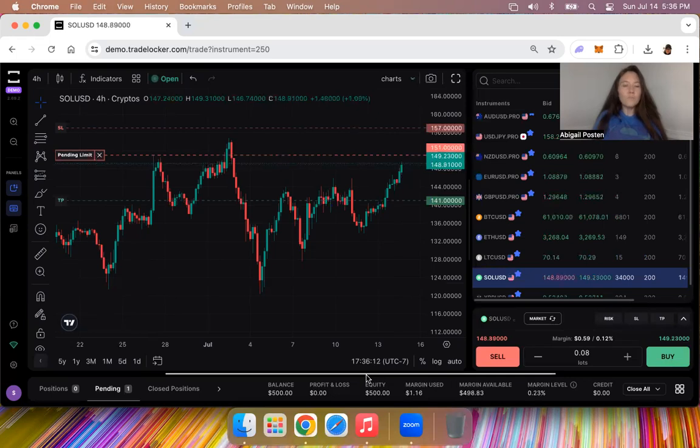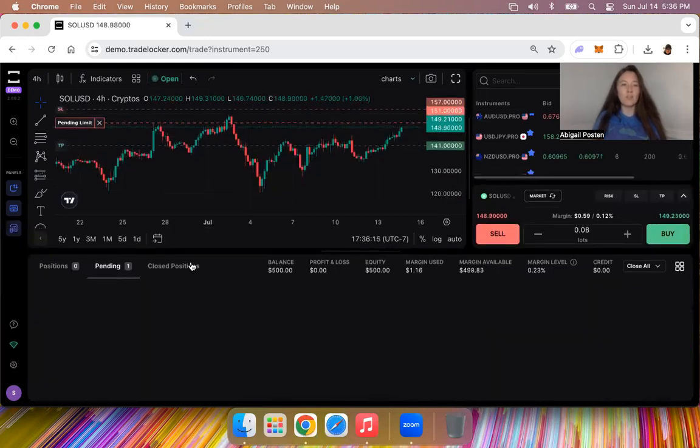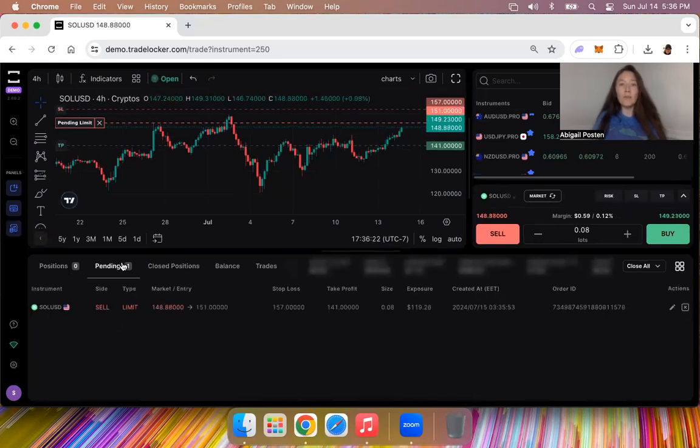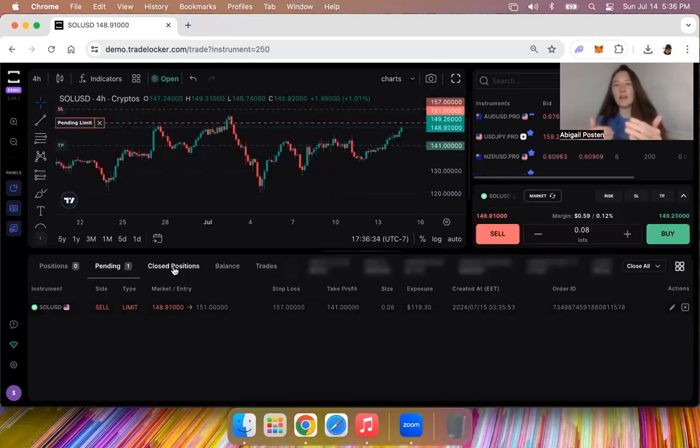On the phone, it's going to be at the top next to markets. You'll be able to click on that. But down here, it's basically going to say positions, pending, closed positions. Positions are active positions that are right now open. Pending is anything that's, again, pending. It hasn't yet activated our position yet. So you'll be able to see that right here. And then closed positions is anything that you've closed in the markets as a trade.